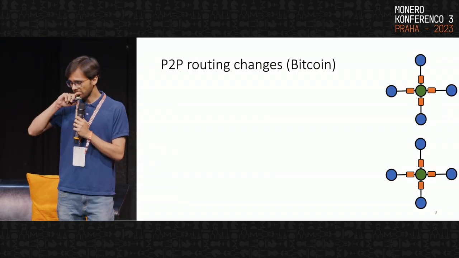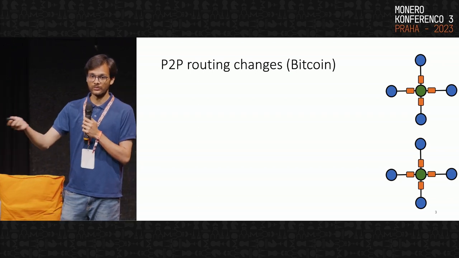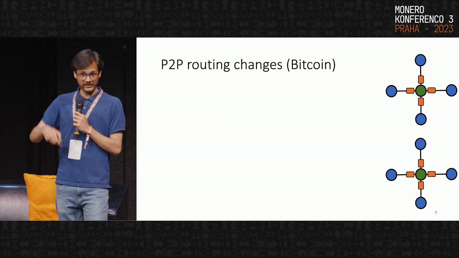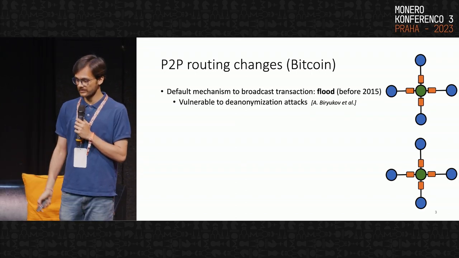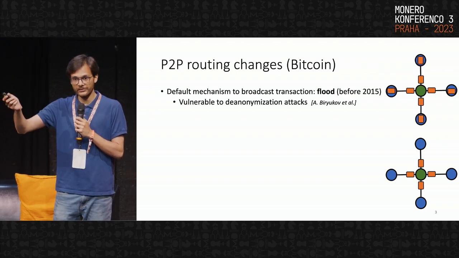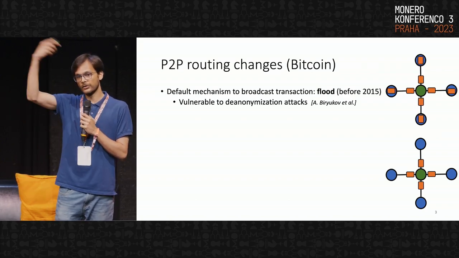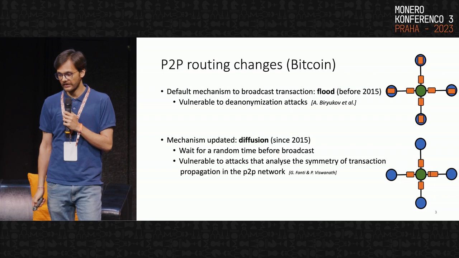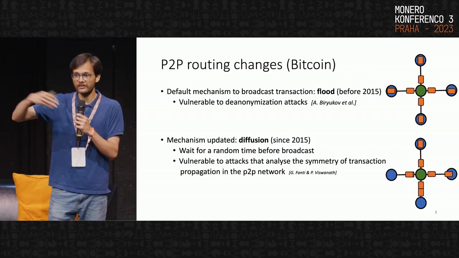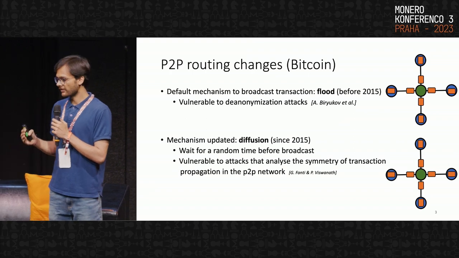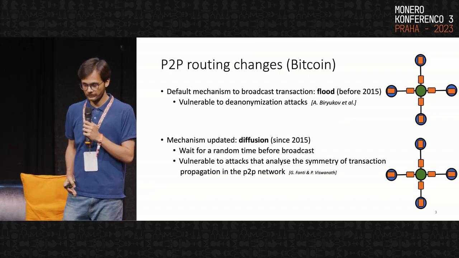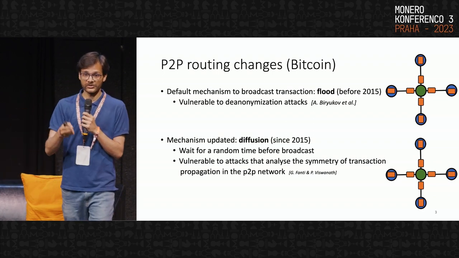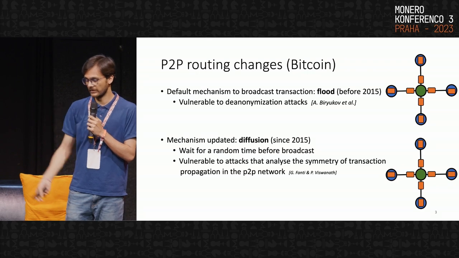With this background, we can briefly look at the most popular cryptocurrency system, Bitcoin. In its peer-to-peer network, by default, if there is a transaction, the mechanism was to flood that transaction to all the neighbors. This was pre-2015, and then they do it to their neighbors and so on. Subsequently, they updated their method, and instead of immediately transferring the transaction to all the nodes, they transfer to one node at a time, but with some delay. But both these approaches have been shown to be subject to de-anonymization attacks. One was earlier and the other was later.